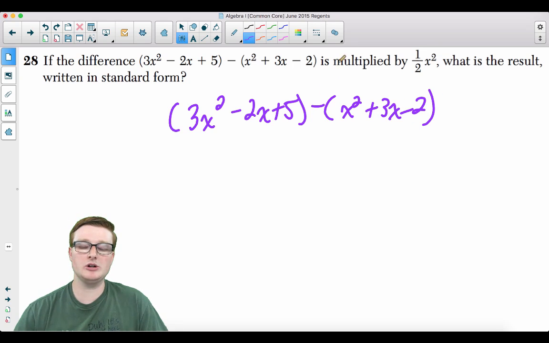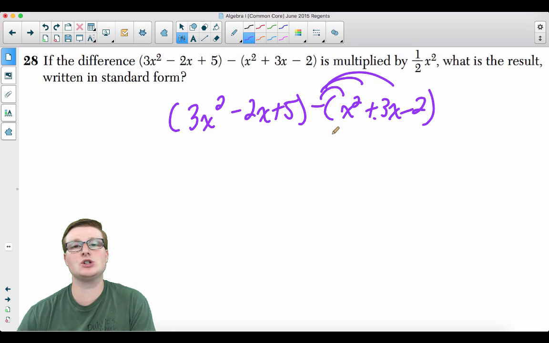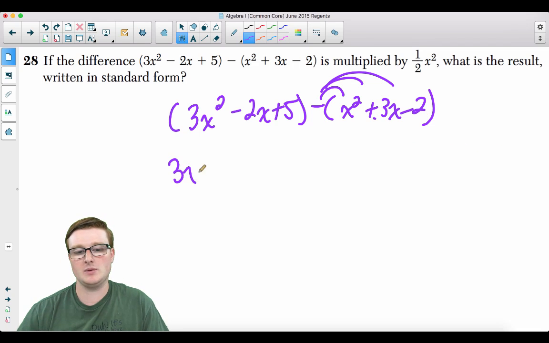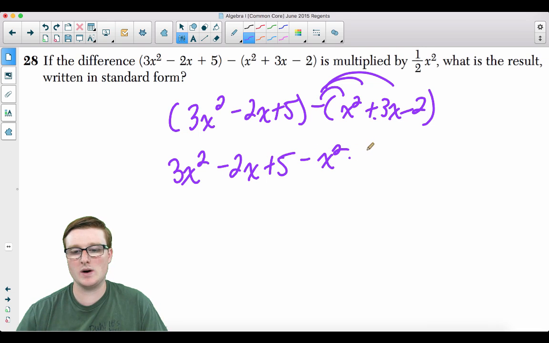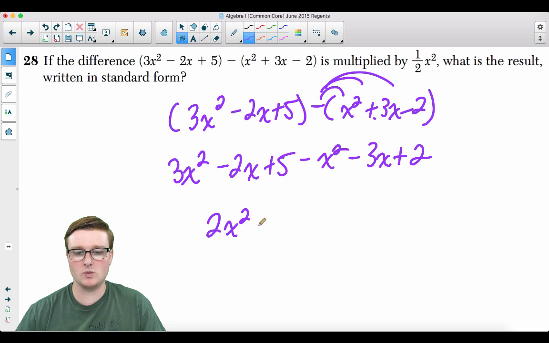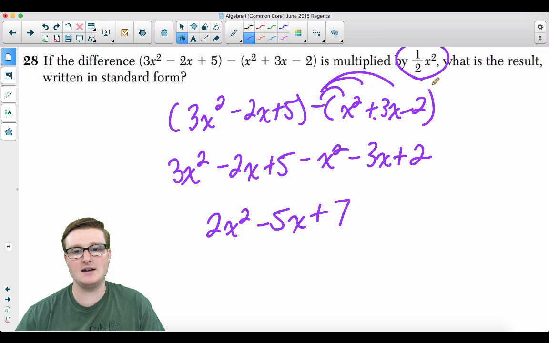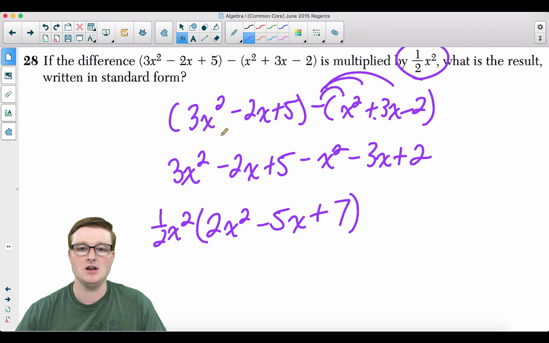Okay, so what I'm going to do is I'm going to multiply everything inside by the negative. I'm going to distribute that negative. So we get 3x squared minus 2x plus 5 minus x squared minus 3x plus 2. Now I combine like terms. So now we get 2x squared minus 5x plus 7. Now it's saying multiply that answer by 1/2 x squared. So I'm going to distribute right in.